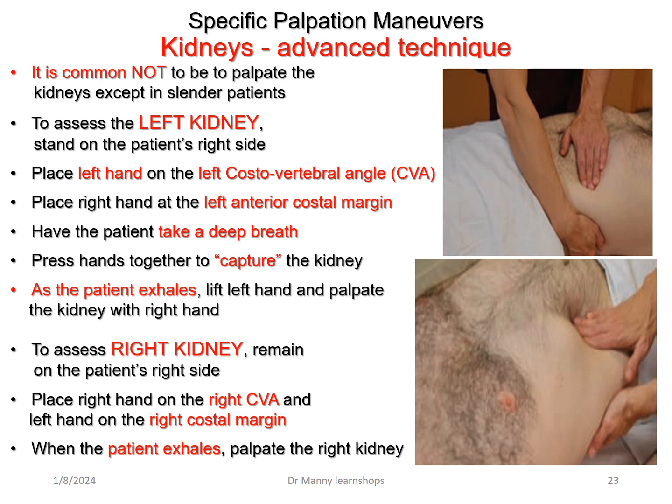When you're palpating the kidney, which is another advanced technique, it's not common to do so. To assess the left kidney, for example, you stand on the patient's right side, you place your left hand on the left costovertebral angle and your right hand at the left anterior costal margin. You have the patient take a deep breath and press hands together to capture the kidney.